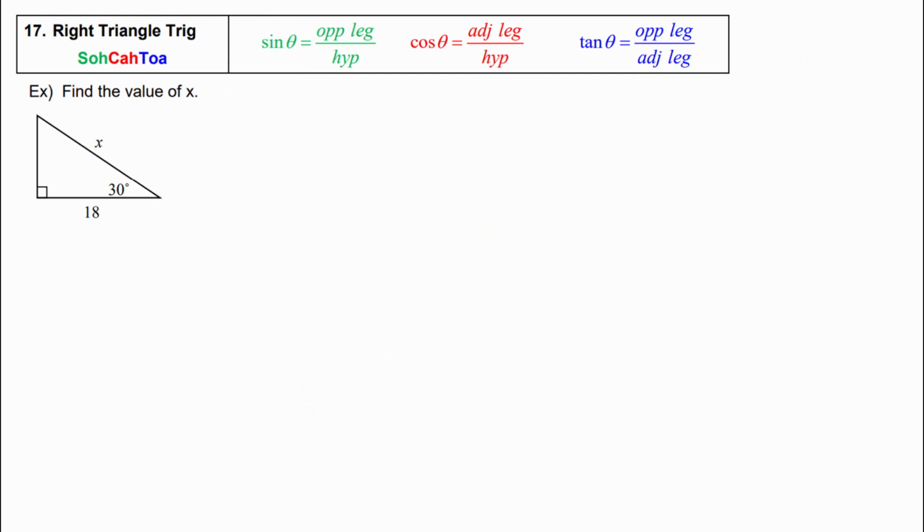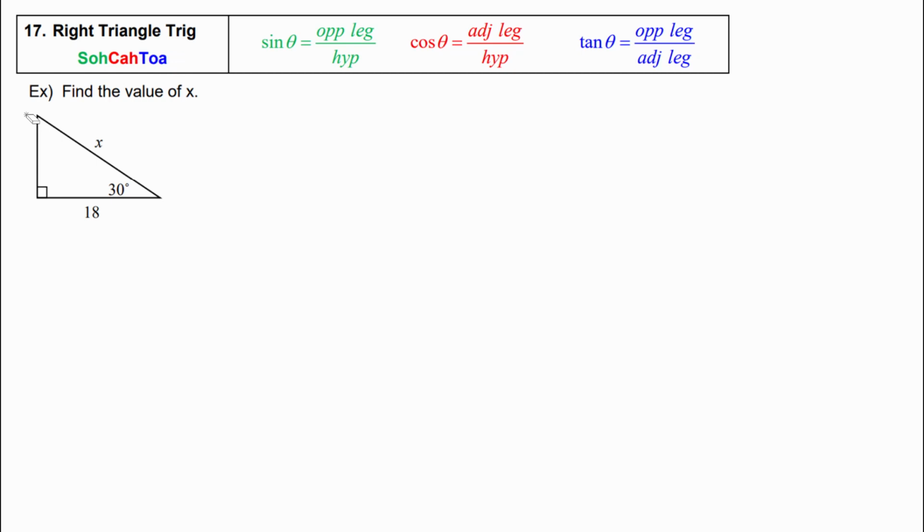Number 17, right triangle trigonometry. So when you have a right triangle, we could use SOHCAHTOA. You guys have heard that phrase before, right? So what it means is sine of theta is opposite over hypotenuse. Cosine of an angle is adjacent over hypotenuse. Tangent of theta is opposite over adjacent. Yes, so we're going to use SOHCAHTOA to answer the next question.